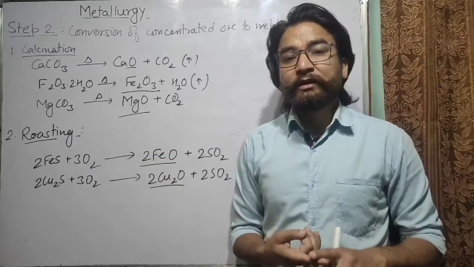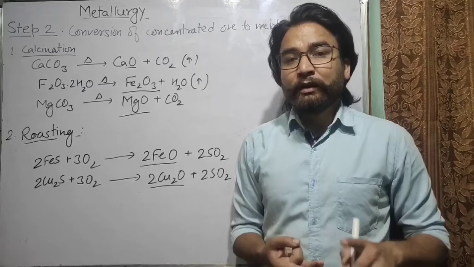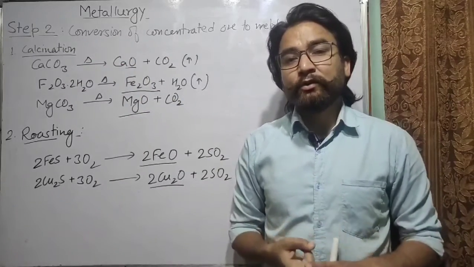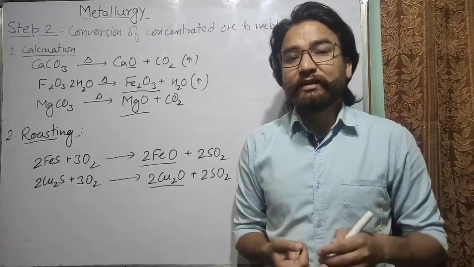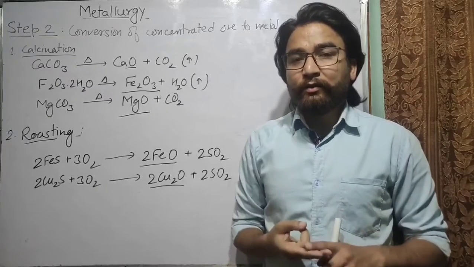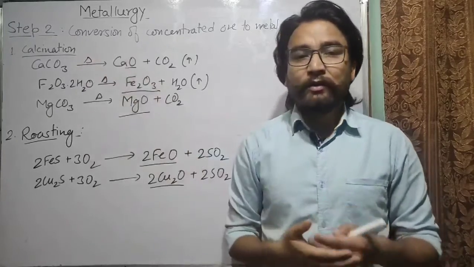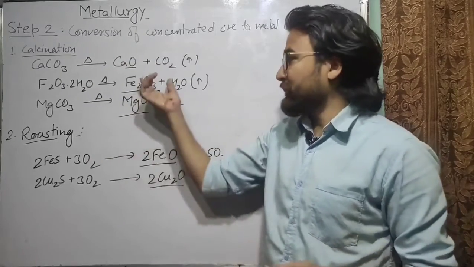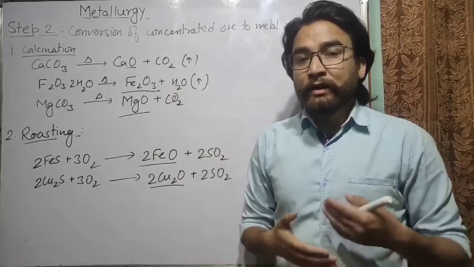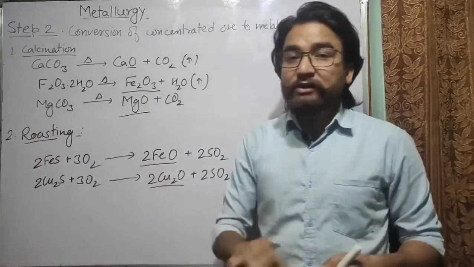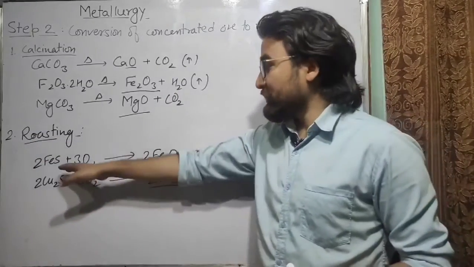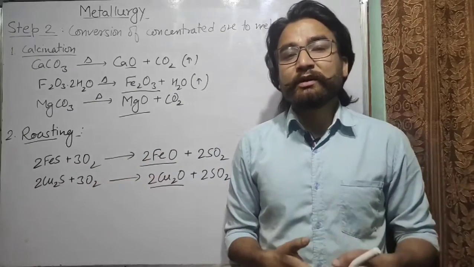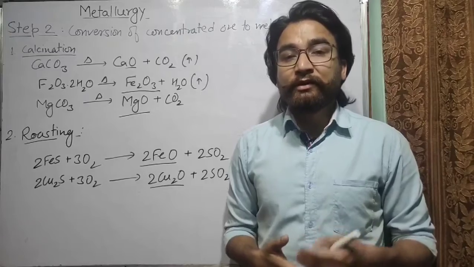Roasting is the process of heating of ore in the presence of air, while calcination is the process of heating ore in the absence of air or a very limited supply of air. Now with the help of calcination, we can remove volatile impurities like carbon dioxide, water vapor, etc., while roasting is generally used for sulfide ores. You can see the example, this is a sulfide ore, this is a sulfide ore. So roasting can be used for sulfide ores.